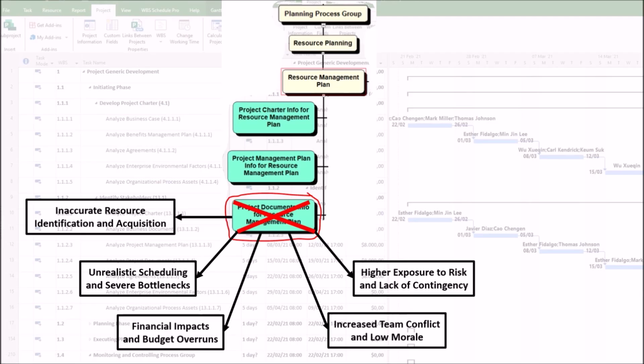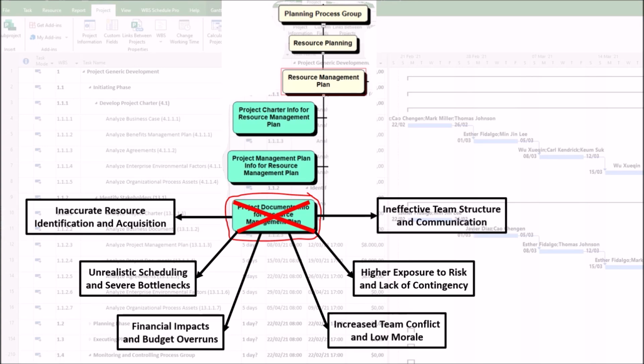5. Higher exposure to risk and lack of contingency. The harm is that the project is unprepared for inevitable resource-related issues, leading to crisis management. It happens as a poor risk register analysis. This is perhaps the most dangerous failure. Ignoring documented risks like key supplier may go out of business or sole SME may retire means you have no backup plan, no cross-training strategy, and no alternative vendors identified. When the risk occurs, work grinds to a complete halt.